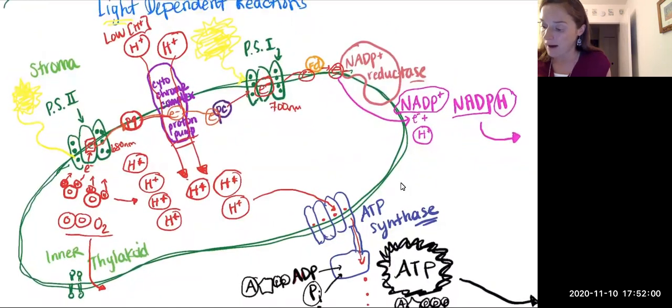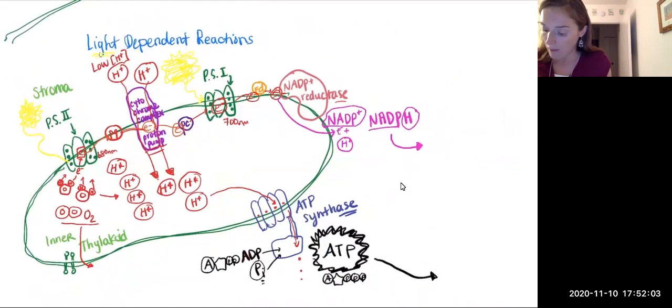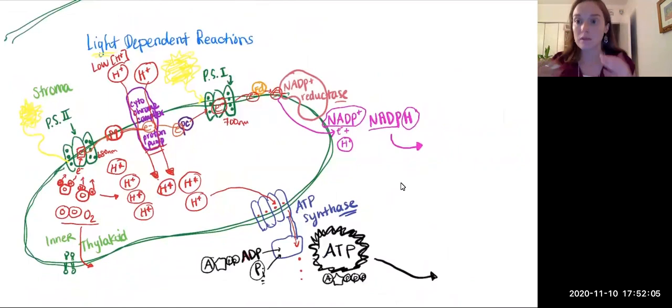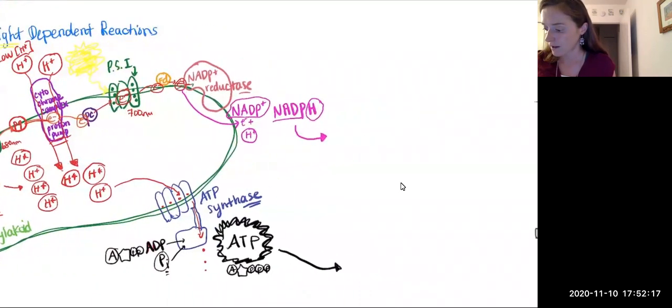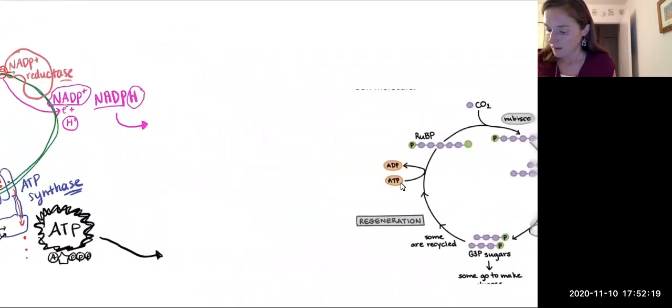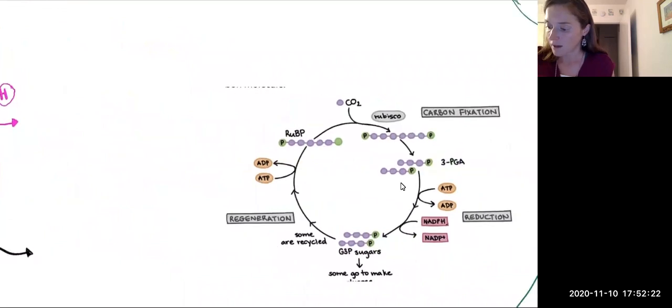I want you to pause where you are, and I want you to see if you can walk through in 6 or 7 steps. Start with the sunlight, start with the water, and see if you can get to NADPH and ATP being made, okay? Okay, how did it go? Hopefully you're able to get through it.